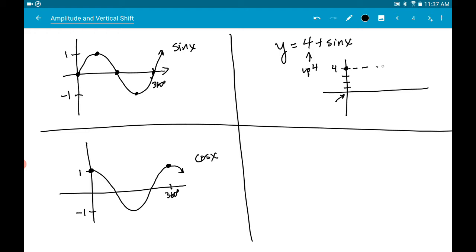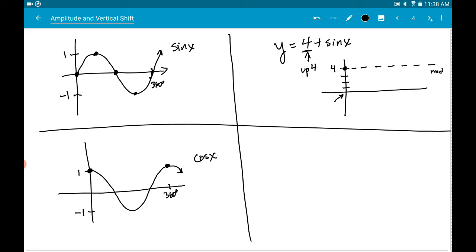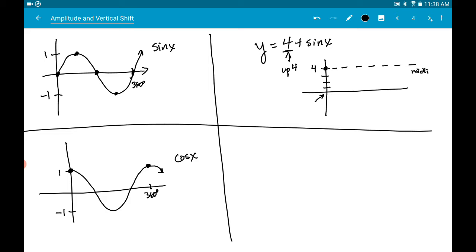What I encourage you to do is draw a little dashed line at the spot that corresponds with the shift. This is like your new x-axis. It's actually called the midline. Slide this over a tiny bit. Midline. And the idea is, instead of going up 1 and down 1, you're still doing that, but you're essentially starting 4 units up. And again, everything's been shifted up 4. And that's what the vertical shift does.